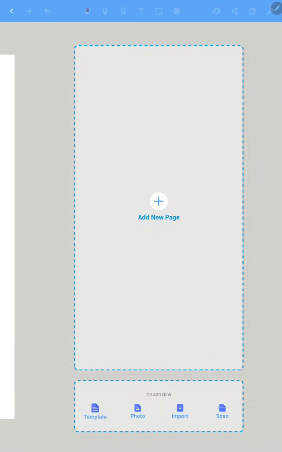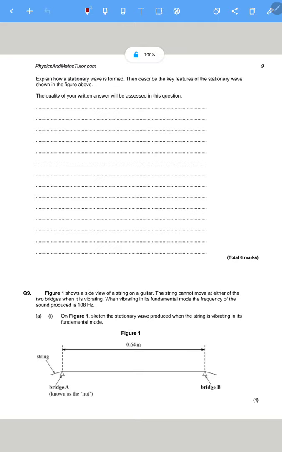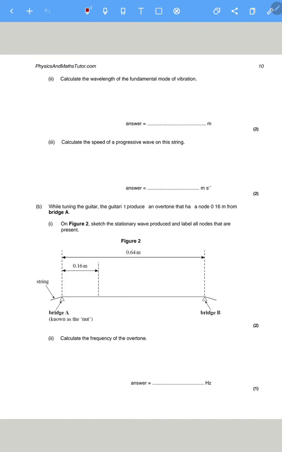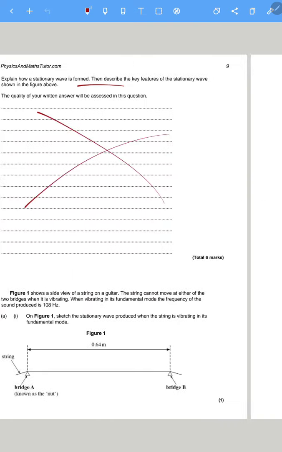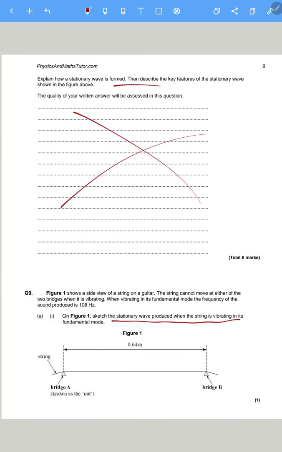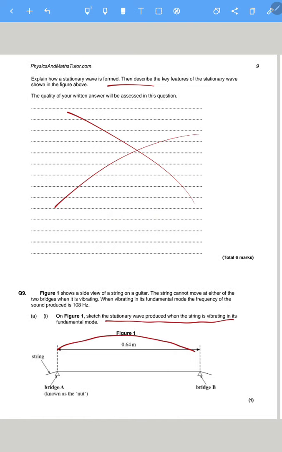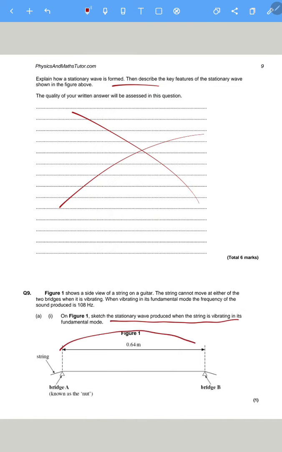Oh, there's a lot left. Explain how station. Oh, we've done this already. Calculate the wavelength or fundamental of this vibration. Okay, so stationary wave is made. Sketch the stationary wave made. So that'd be there.